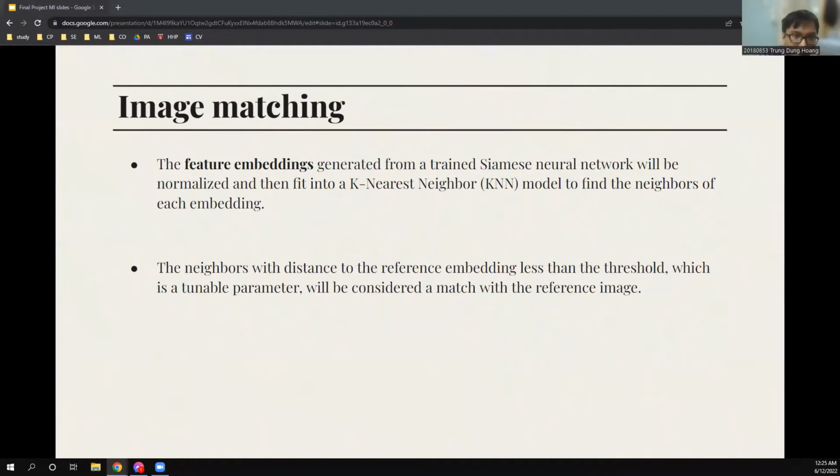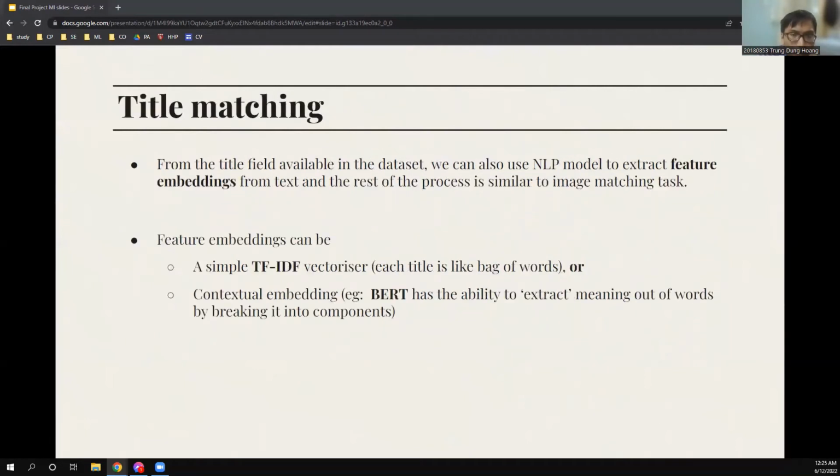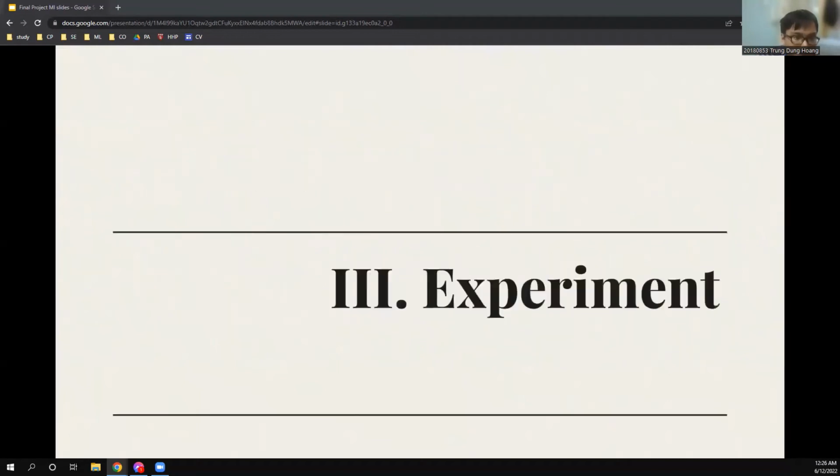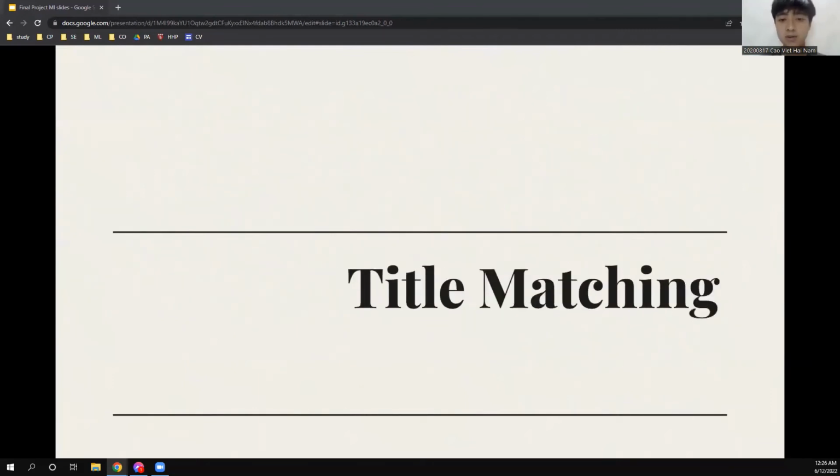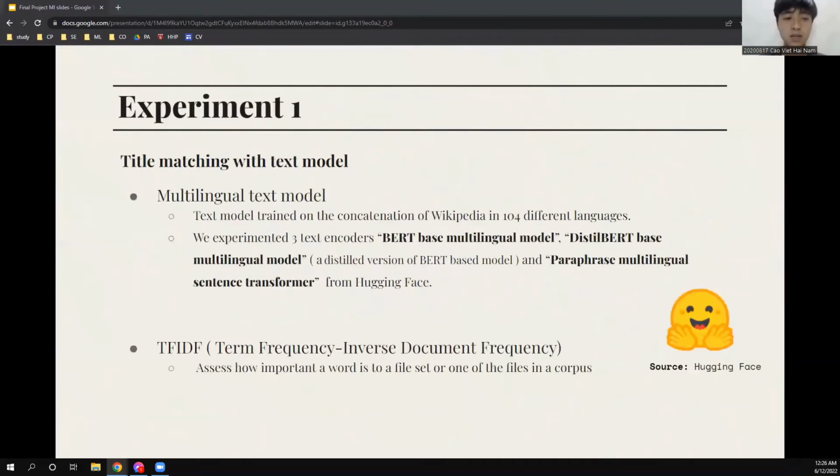Next, we can also use an NLP model to extract feature embeddings from text based on the title field available in the dataset. The feature embedding can be a simple TF-IDF vectorizer or a contextual embedding. Since the title contains many languages, we try to utilize a multilingual text model. The model is trained on Wikipedia in different languages. We experiment with 3 text encoders from Hugging Face as well as non-contextual TF-IDF to extract vector embeddings.